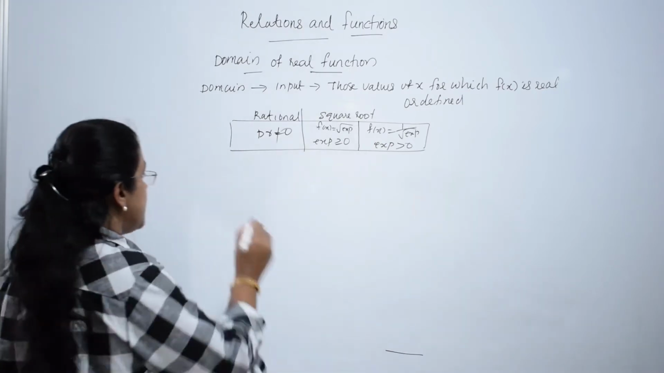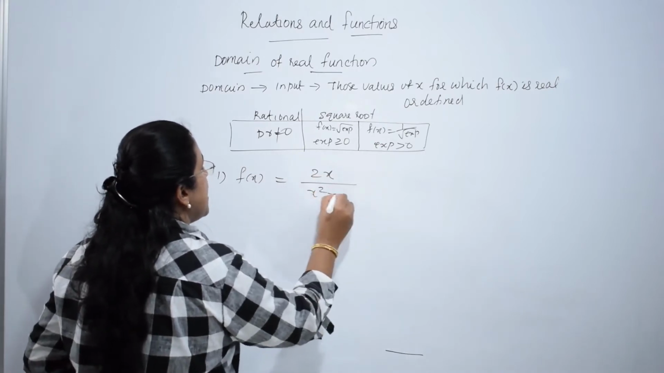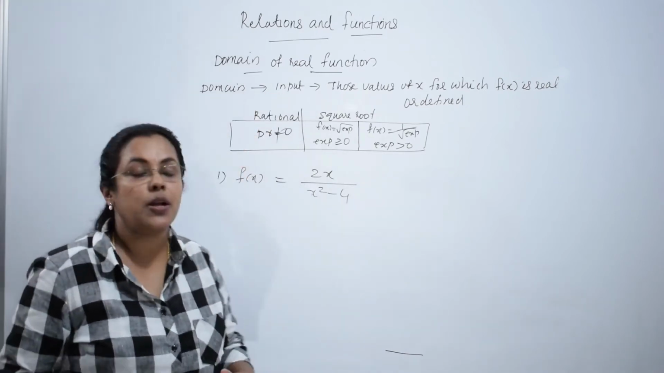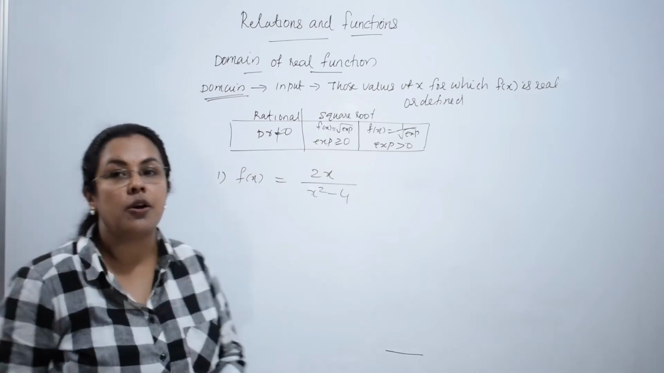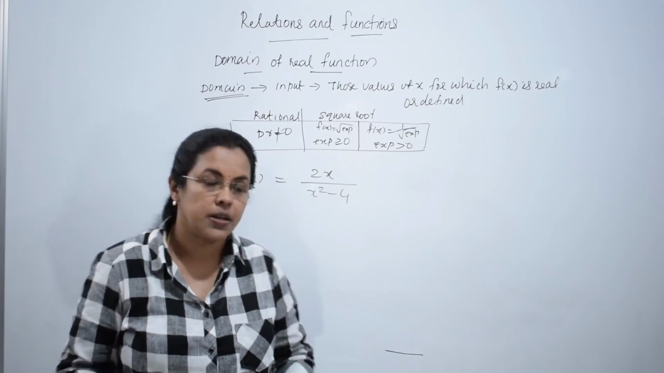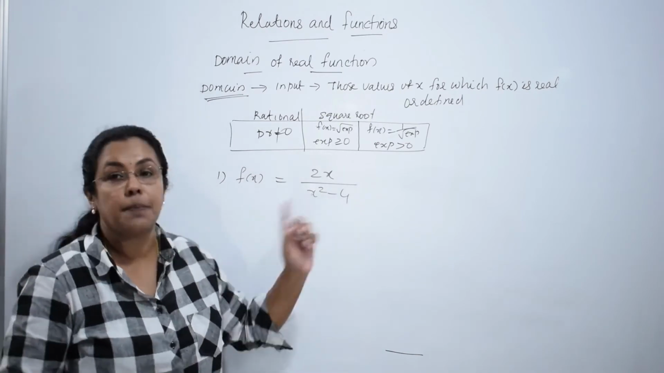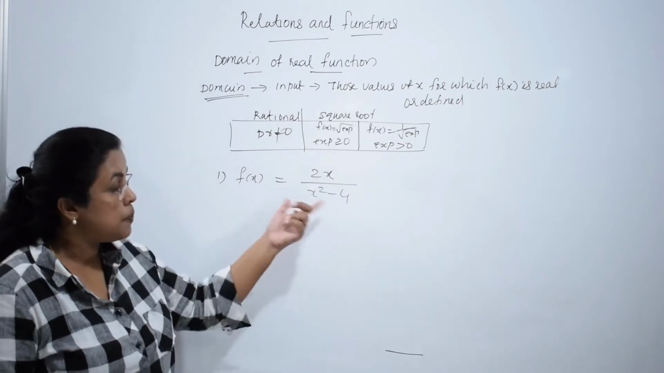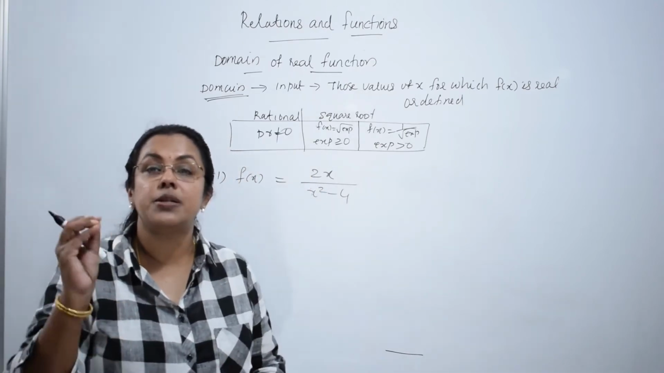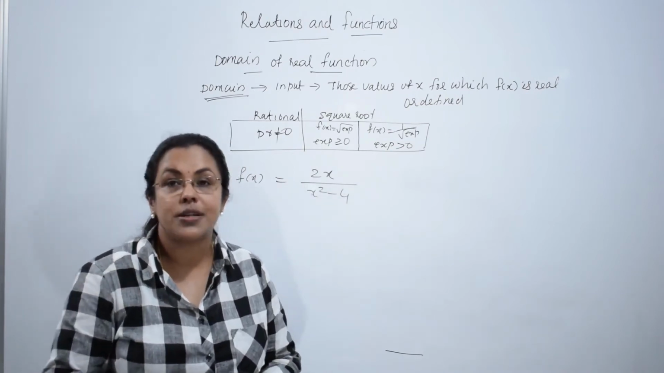Now consider the function f of x is equal to 2x upon x square minus 4. We have to write the domain of the function. Domain means the values of x for which f of x is defined. If we put any value to x, it becomes defined except where x is equal to plus 2 and minus 2. For a rational function, the denominator should not be equal to 0. If the denominator is equal to 0, it becomes not defined.